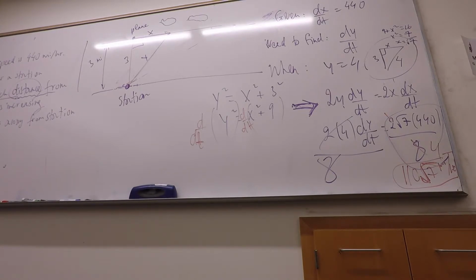Where did the 8 come from? 2 times 4 was 8, so I divided by it to get dy/dt. Oh, I see. So I wanted to get dy/dt by itself, so I divided by 8. So 2 times 4 cancels. I wanted to get dy/dt, right? Because you want that new point. Yes, that's the question, find dy/dt. So I solved for dy/dt. So I divided by 2 times 4.